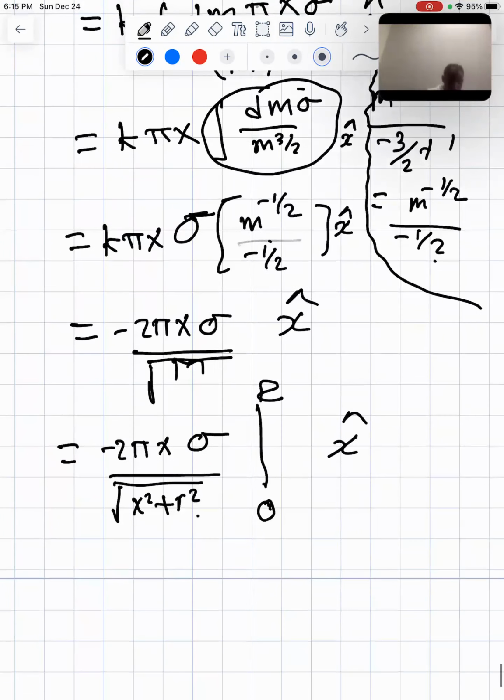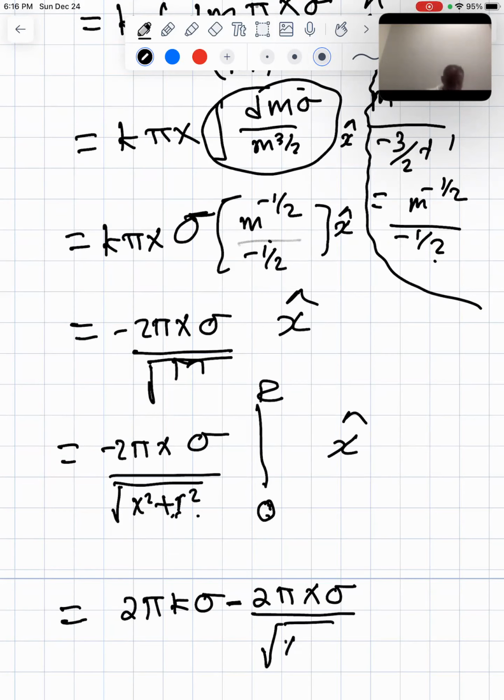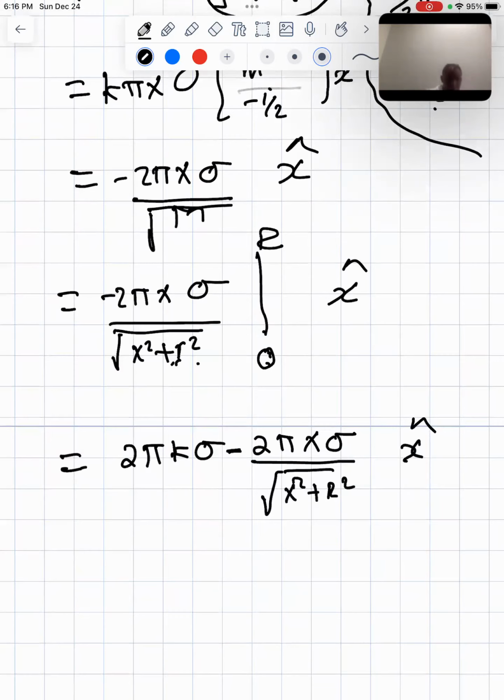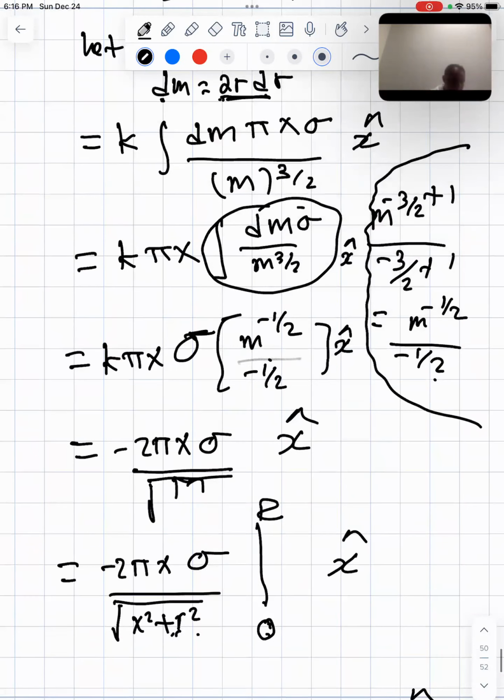Okay. So if you do this algebra, now you can plug this r here. So it's going to be 2 pi. If you plug x, this x squared cancels x, it's going to be 2 pi k sigma minus 2 pi x. Now, when you plug this r, it's going to be 2 pi x sigma over square root of x squared plus r squared in the x direction. Okay. Now, this is how you find electric field.